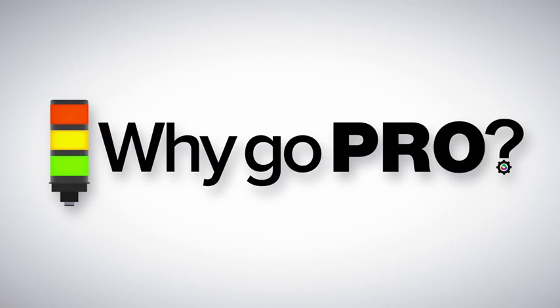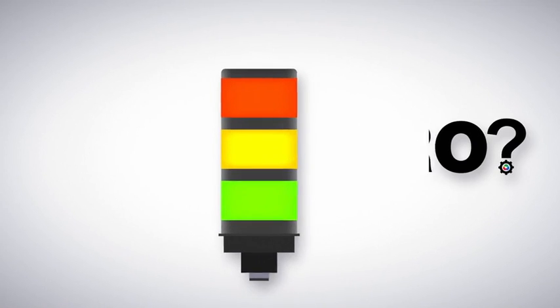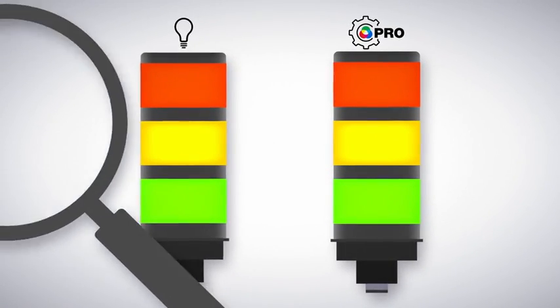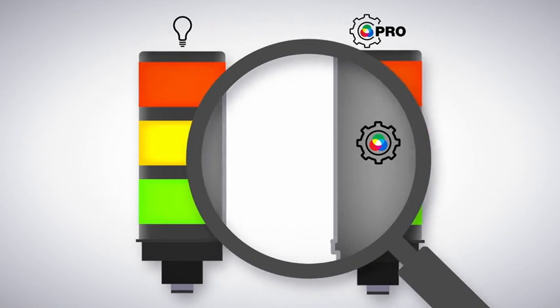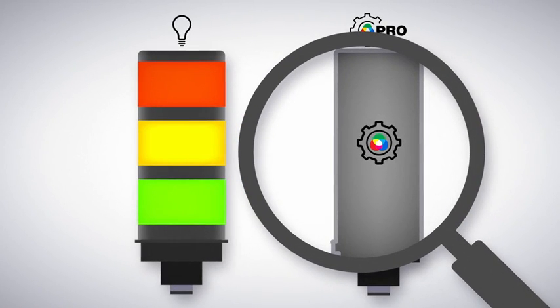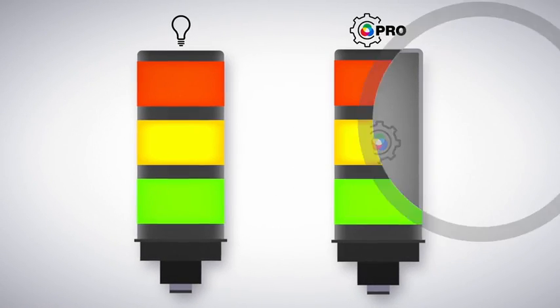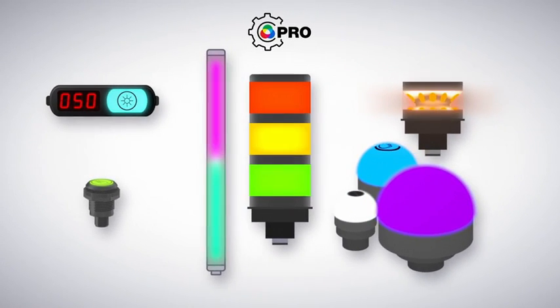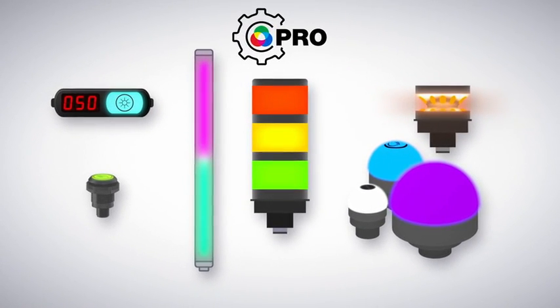Why go Pro? We are here to explain what elevates a Banner Pro light above a traditional factory light. While they may appear the same at first glance, Pro lights are actually driven by programmable RGB LEDs. Pro isn't just a product. Pro is a promise you're getting the very best technology inside the same banner lights you already know and use.